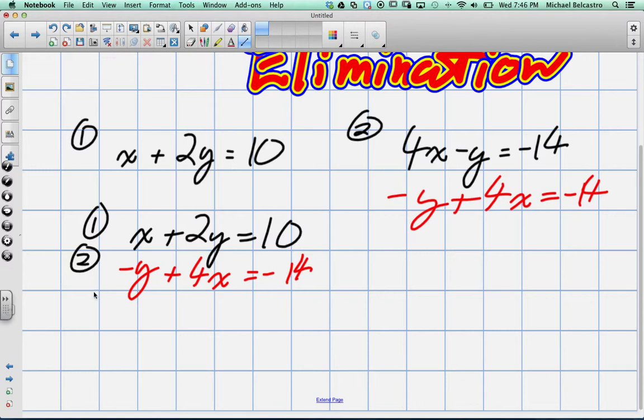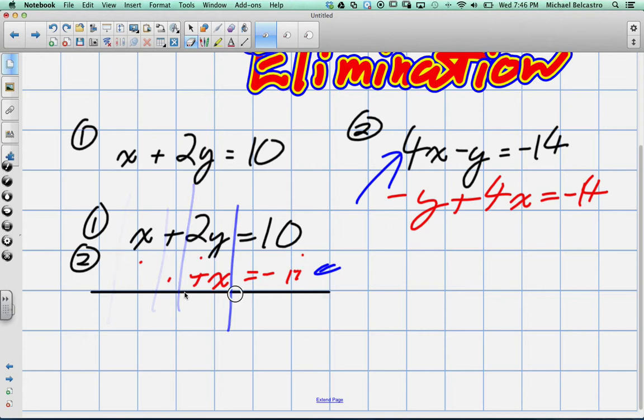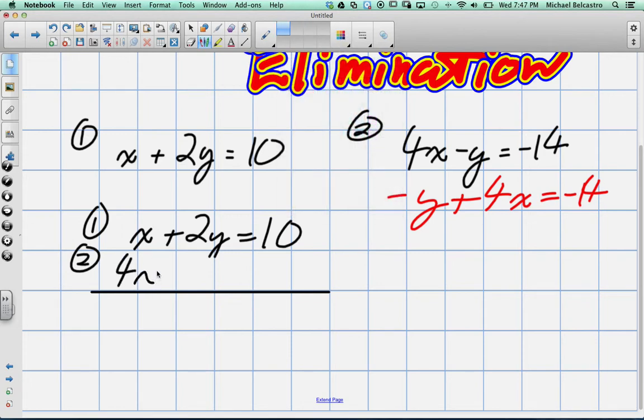Then we either add the equations or subtract the equations to eliminate something. But first we have to make sure all our variables are lined up. And are we lined up right now? No, we're not. So we're going to rearrange this to the black version of equation 2, because that will help set everything up for us. To line it up: 4x minus y equals negative 14.